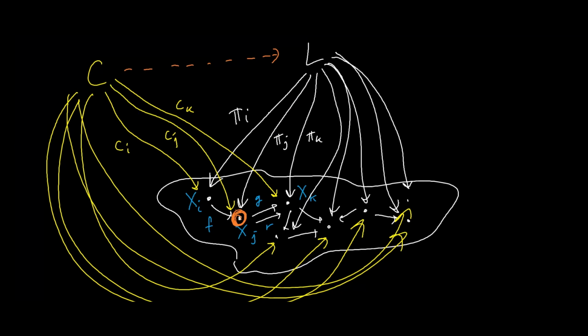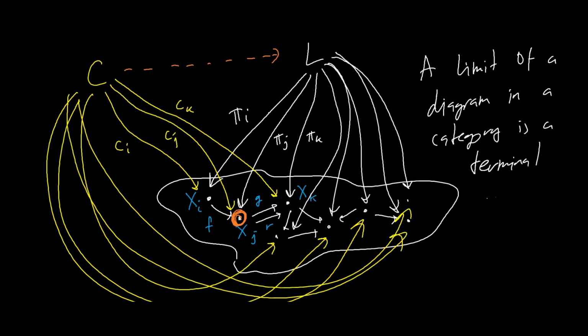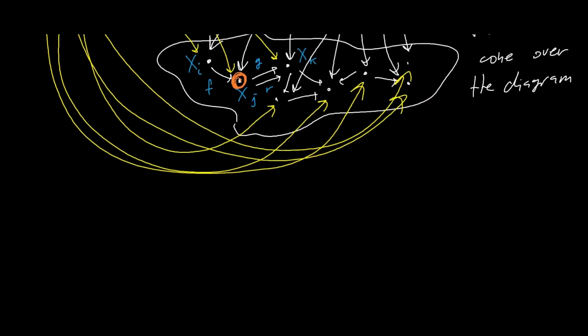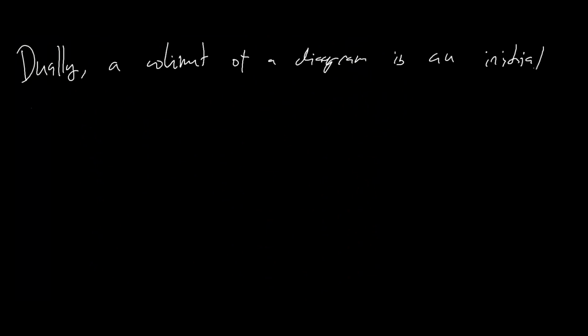And then we take the terminal cone, and that's called a limit. So a limit of a diagram in a category is a terminal cone over the diagram. The dual notion is the notion of a colimit, and we will now conclude with an example of it. Dually, a colimit of a diagram is an initial cocone over that diagram.